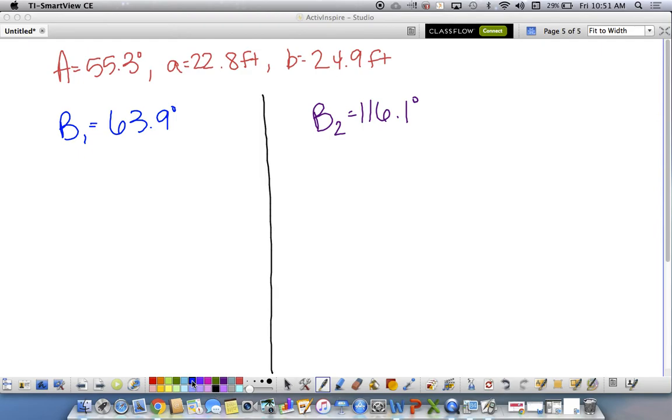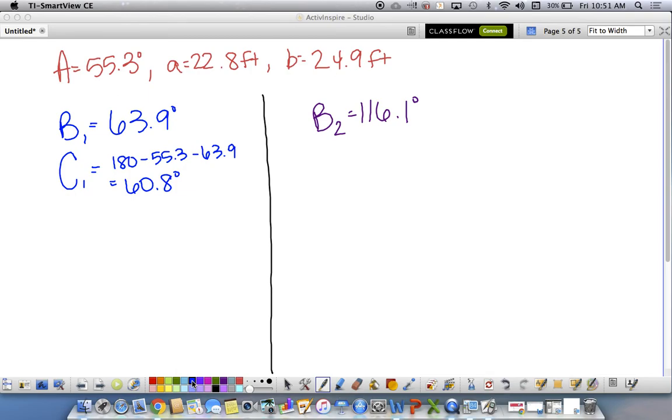So I will have a big C1. I would subtract 180 minus 55.3 minus 63.9, and that will give me C1. When I subtract those, I get something like 60.8 degrees. So C1 is 60.8 degrees. I have all three angles.